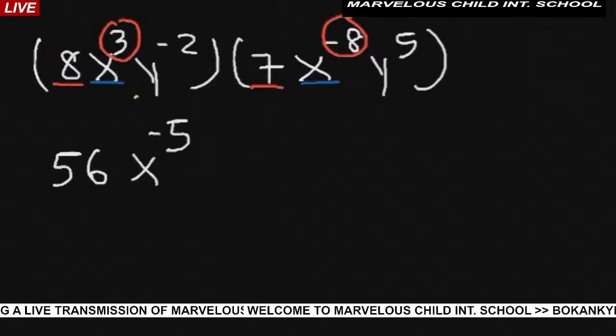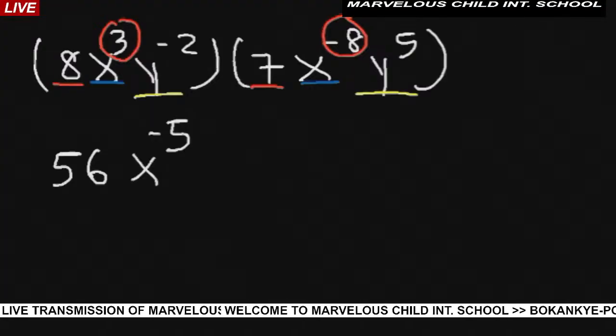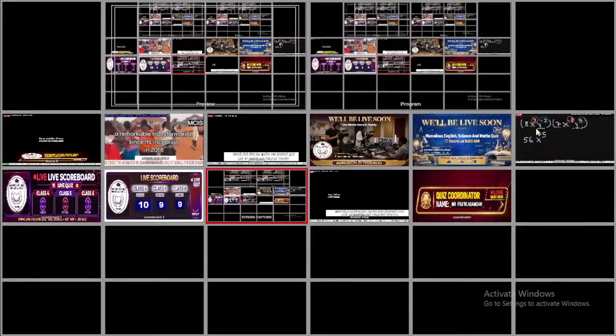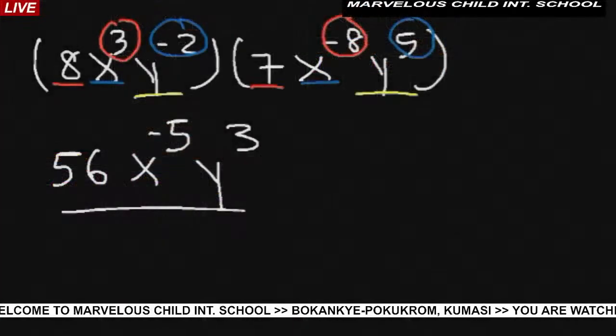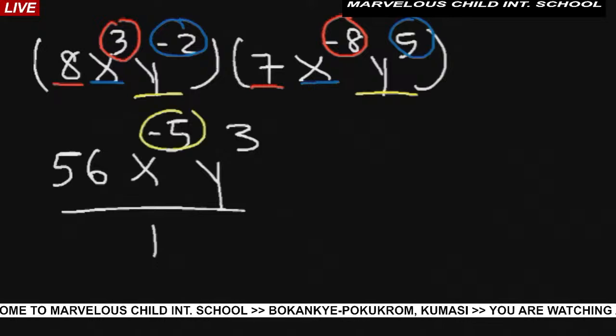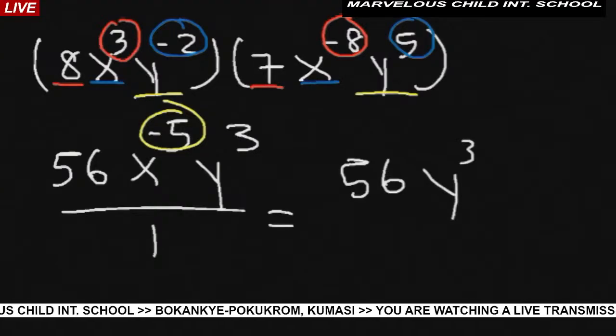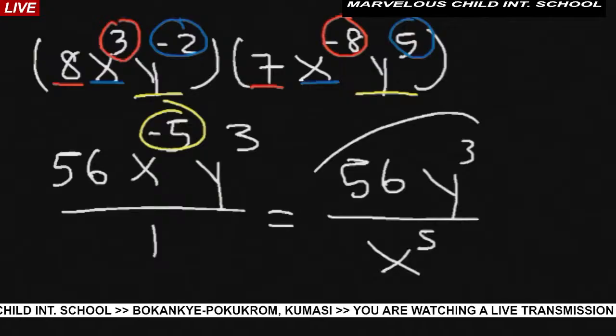And then y to the negative 2 times y to the 5. Negative 2 plus 5 is 3, so we have y cubed. Notice that we have a negative exponent, and we need to make it positive. Therefore, we need to move x from the top to the bottom. So the answer is going to be 56y cubed divided by x to the fifth.